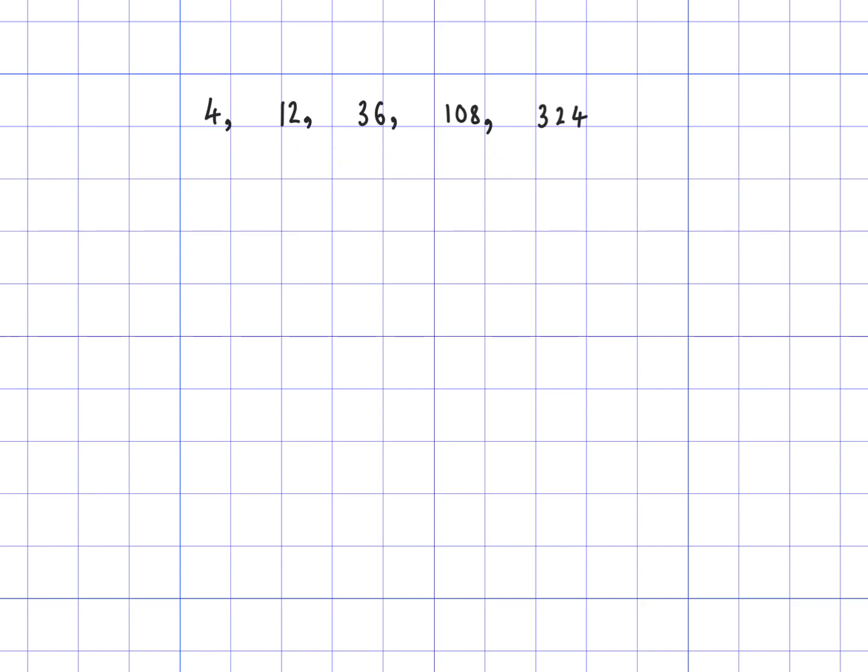So for example, I can see that to go from here to here, I am actually multiplying by 12 over 4. Okay, and here will be 36 over 12. And what you notice is 12 over 4 is actually the same as 36 over 12, which is 3. So I'm actually multiplying by 3 each time to get from one term to the next term. So this makes this a geometric sequence because this common ratio is the same.